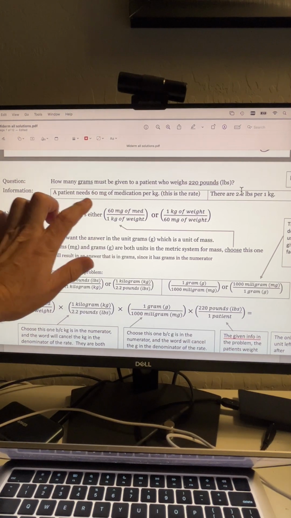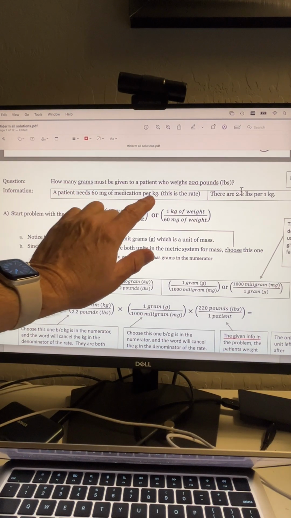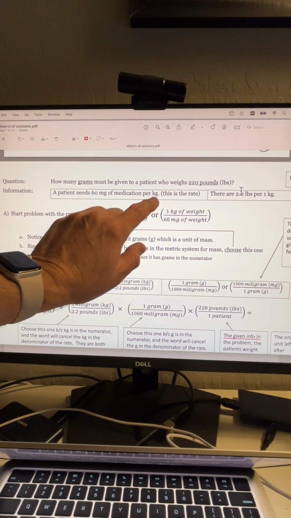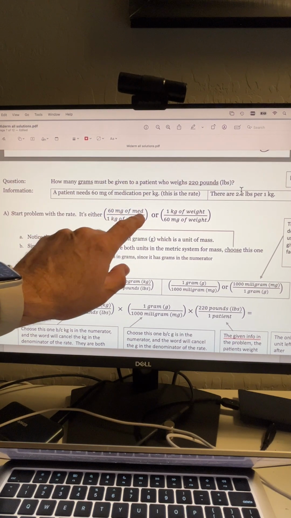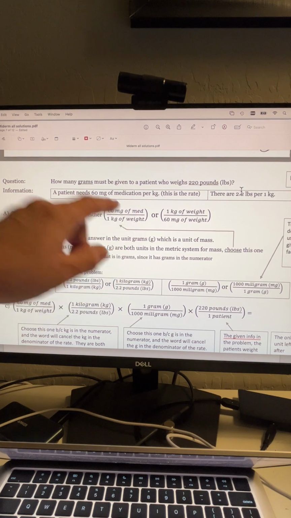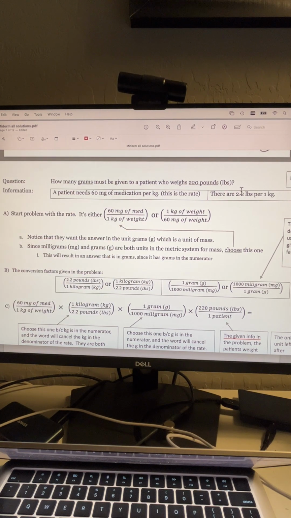And here's the other given: 60 milligrams of medication per kilogram of weight of the person. So this is 60 milligrams of medicine per 1 kilogram weight of the person. This is a tough one. It is. It truly is.